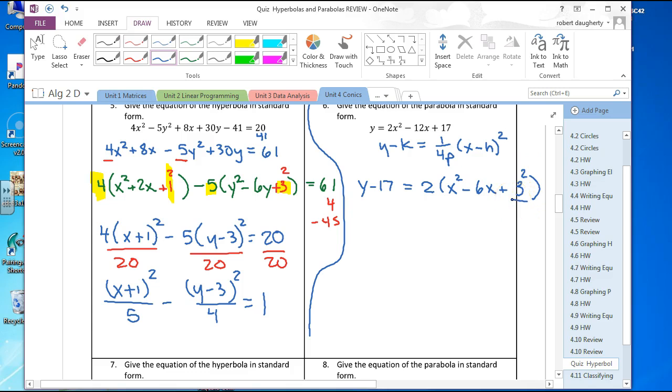So if I add 3 squared over here, that's 9. 9 times 2, that is adding 18. If I add 18 to the right, I must add 18 to the left. So this is y plus 1 equals 2 times (x minus 3) squared. And that is our parabola. That is a vertical parabola opening upward.